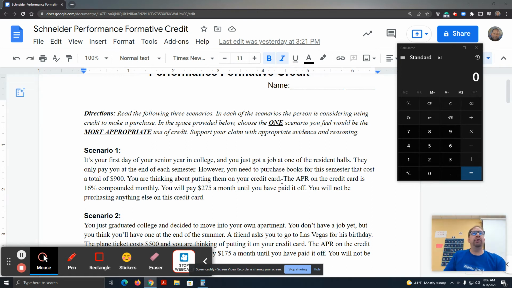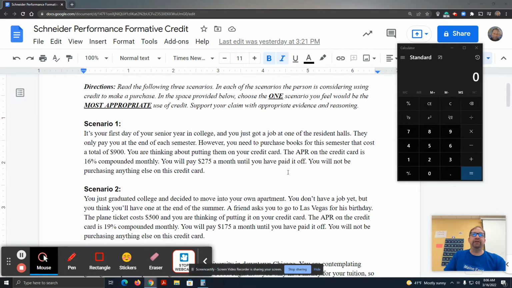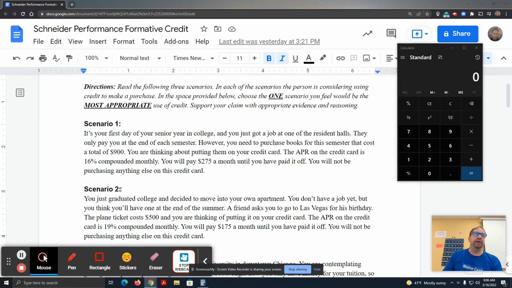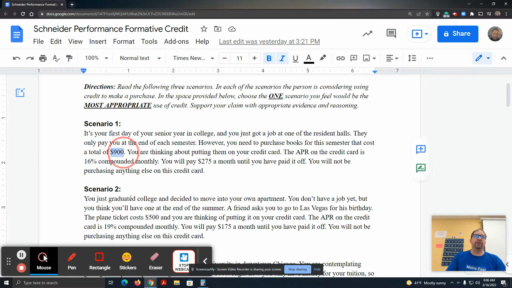Hi, everybody. Today we're going to go over the formative and the pattern that you'll use moving forward on the formative and on the summative. So in scenario one, a couple key things to take note of as you read the scenario. You swiped $900. The credit card charges you 16% annually, hence the word APR, annual percentage rate.